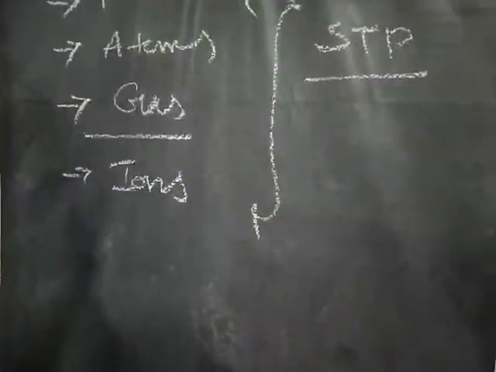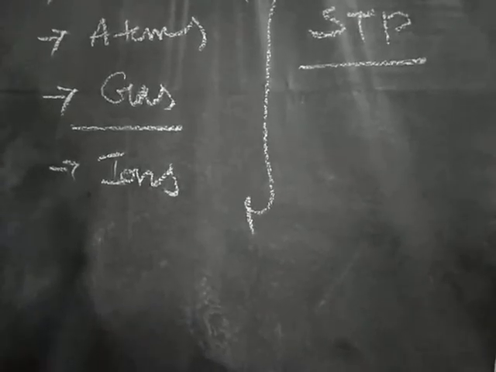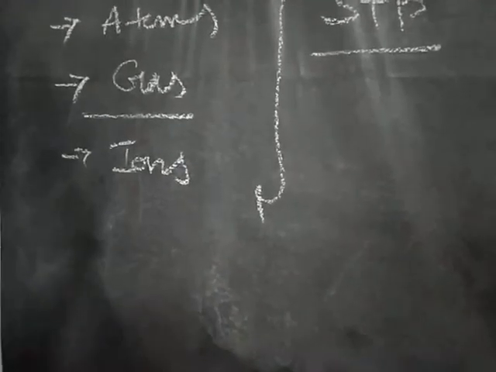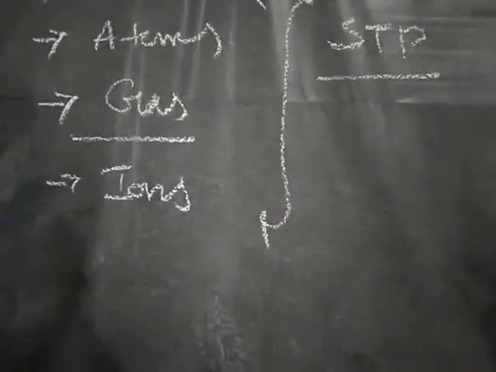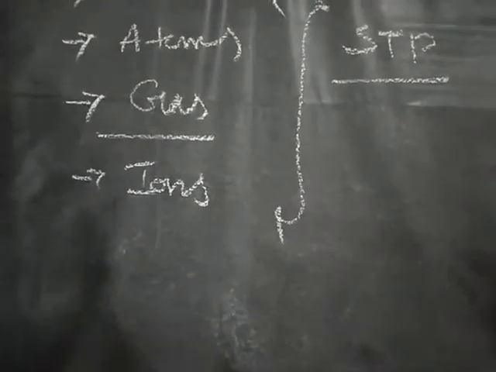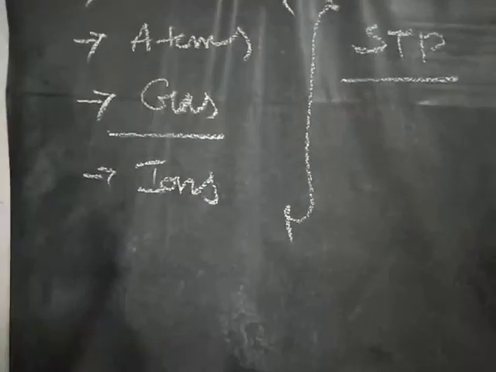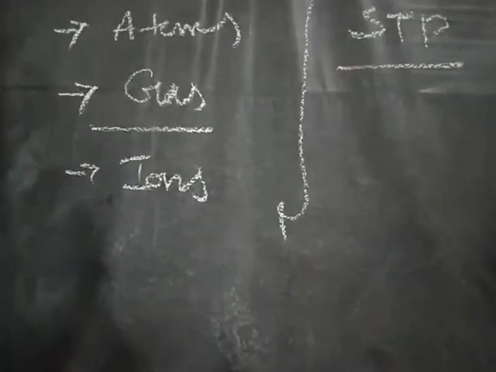Okay, next one, what is meant by STP? Standard temperature and pressure: 273 K and 1 atmosphere. Small information is given in our textbook. Next one, moles of atoms, moles of molecules, moles of volume.